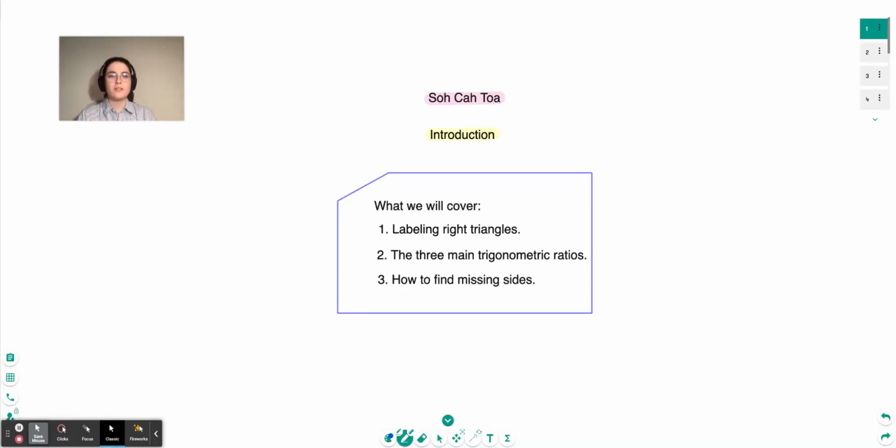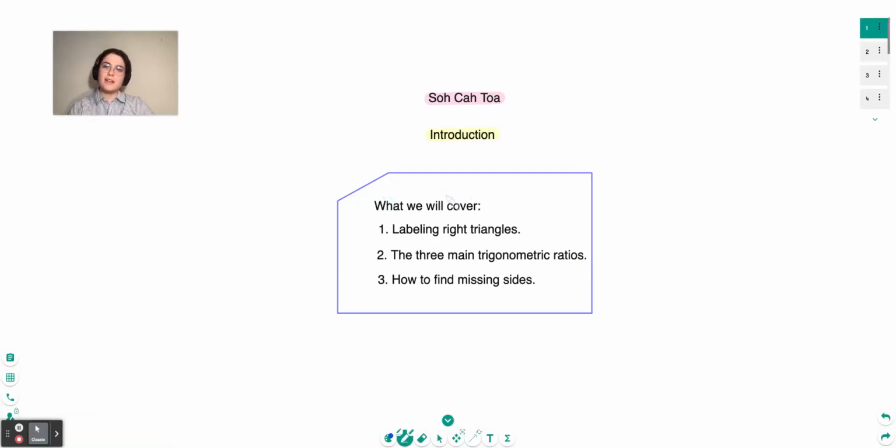Today we're going to cover Sohcahtoa, which is something you need to know in order to solve for unknown sides and angles in right triangles. What we will be looking at is labeling right triangles. We're going to also talk about the three main trigonometric ratios, and then we're going to talk about how to find missing sides of a right triangle.